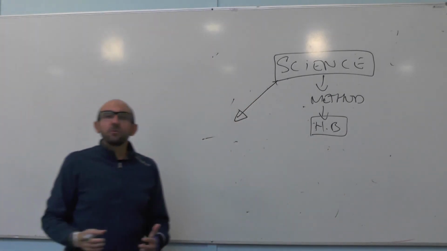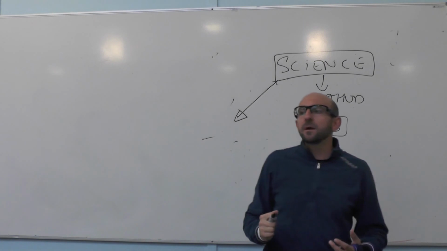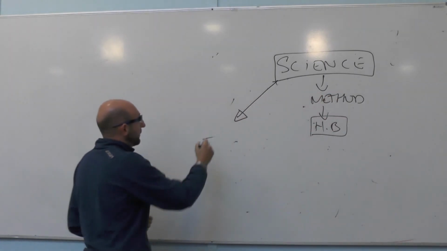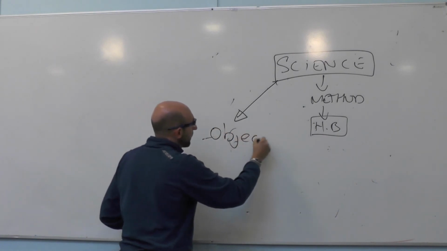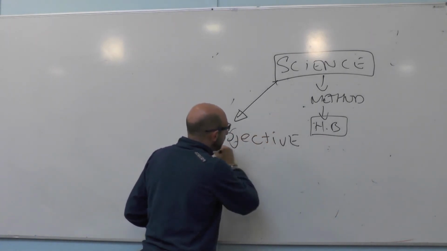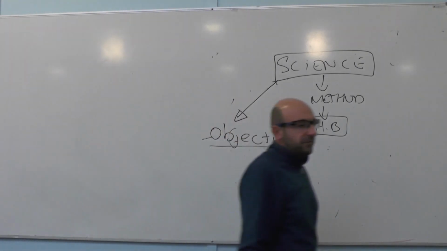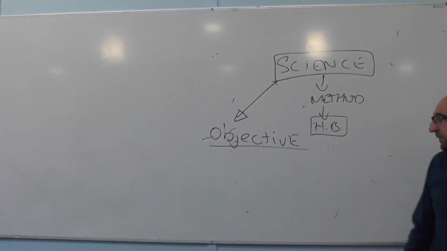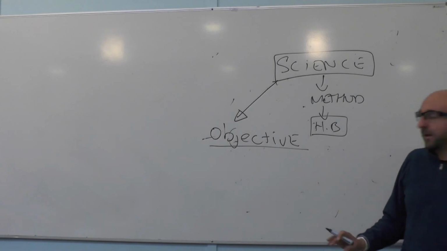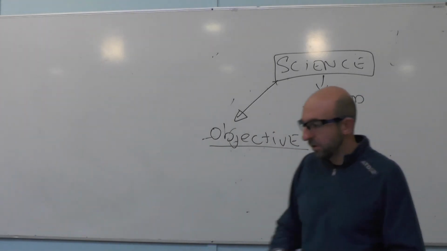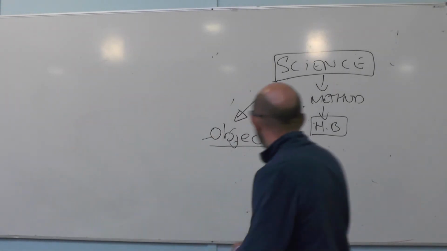A scientific approach then has a number of key starting points. Okay? The first starting point is that it seeks to be objective. Okay, now this is really, really important. It seeks to be objective. Now let me explain what this means then, because it's important that we understand this. This is where I'm going to draw an example for you.